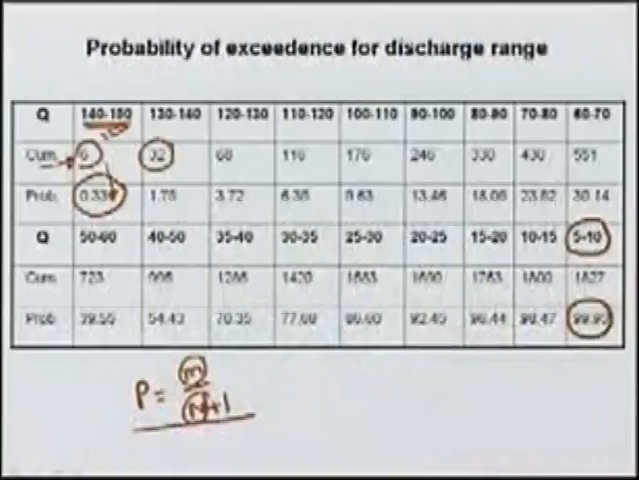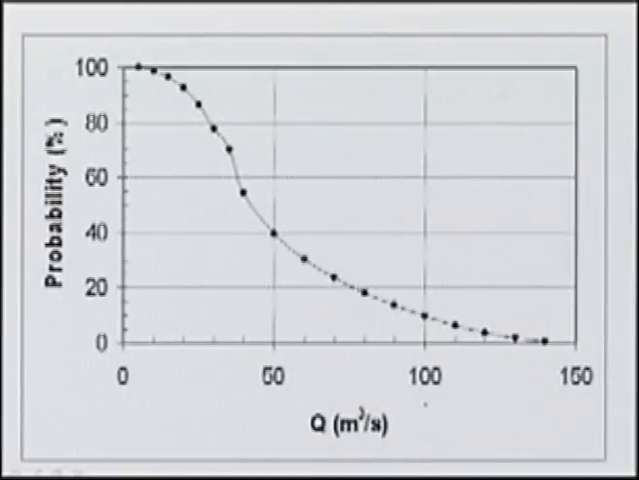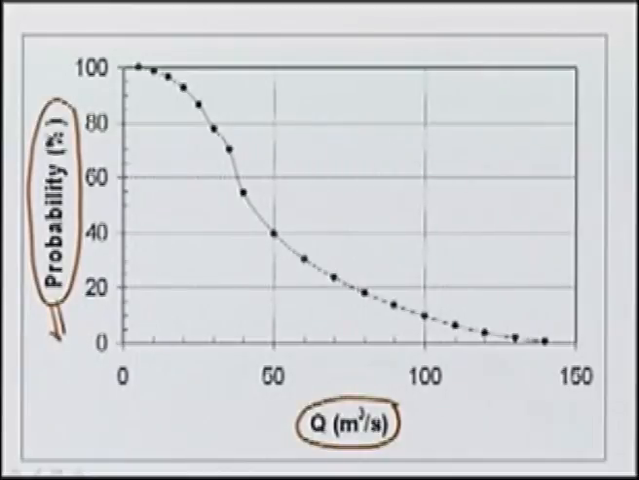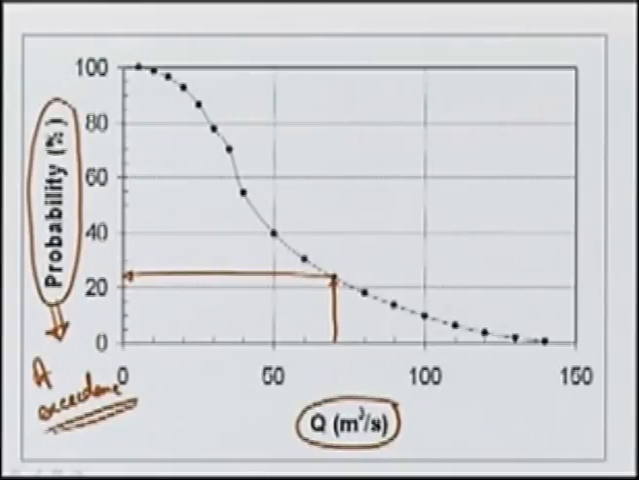So, if we look at the flow duration curve, which expresses this data in graphical form, here we have probability in percent for a given Q, and this probability is of exceedance. Which means that if we look at any particular Q, for example, let us look at Q equal to 70, then this gives us a probability of almost 25% that a Q of 70 meter cube per second would be equaled or exceeded. Or in other words, we have a value of, let us say, 140 here, which has a very small probability of exceedance, and then we have a value of 5 here, which has almost 100% probability of exceedance.